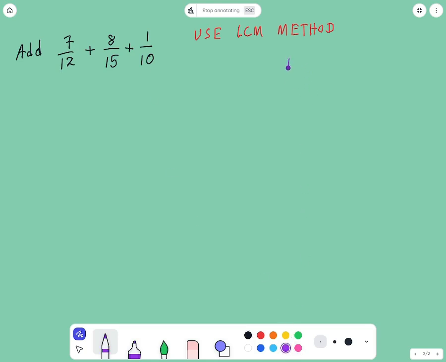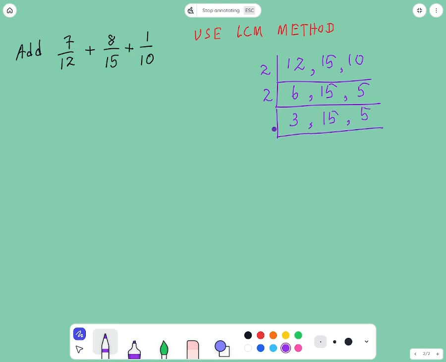So I'm going to use the division method. 12, 15 and 10, divided by 2. 12 divided by 2, that is 6. 15 can't. 10 divided by 2, that is 5. 6 is there, so I'm going to divide by 2 again. 6 divided by 2, that is 3. 15 can't. 5 also can't. Here we have 3, then I'm going to divide by 3, so 3 divided by 3, that is 1. 15 divided by 3, that is 5. 5 can't. We continue.